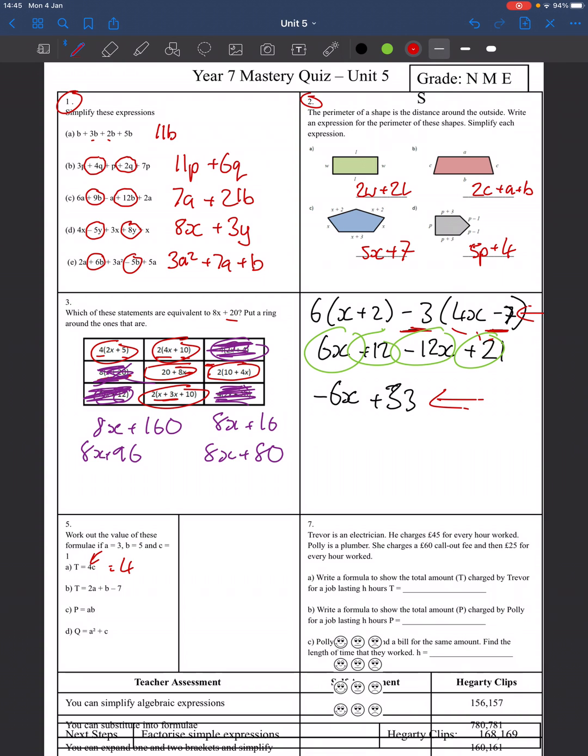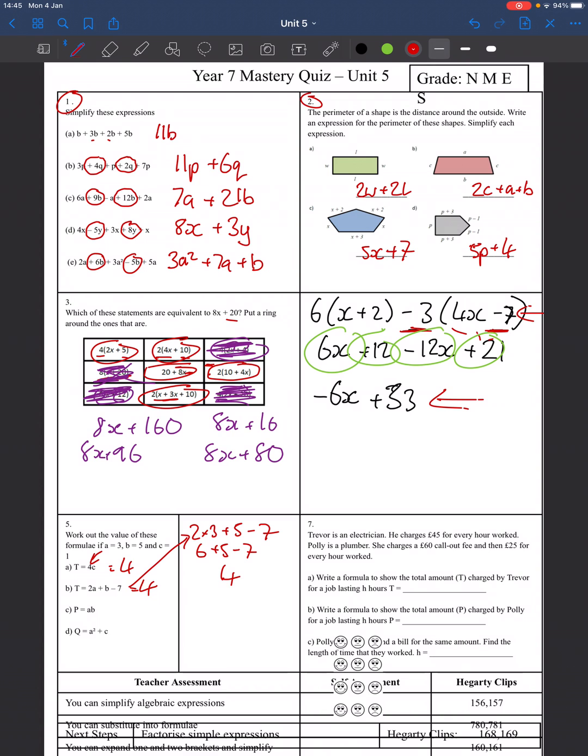If you've got A is 3 plus B of 5. So I'm going to have 2 times 3 plus 5 minus 7. So that's kind of there with those values. So I've got 6 plus 5 minus 7. So that's 6 plus 5 is 11. Minus 7 is going to be 4. So that's 4 as well.